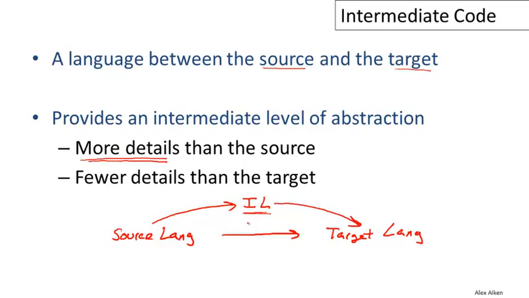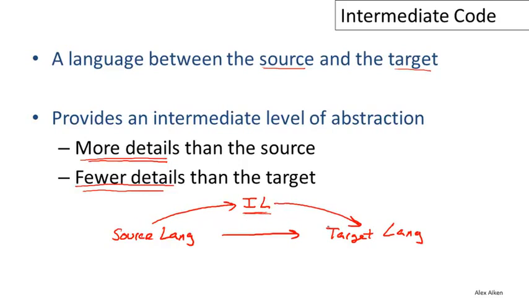On the other hand, the intermediate language will also have fewer details than the target. And so it might be, for example, that the intermediate language is a little bit above the level of the particular instruction set of a particular machine, and therefore it's easier to retarget that intermediate level of code to lots of different kinds of machines, precisely because it doesn't have all the grubby details in it of a particular machine.